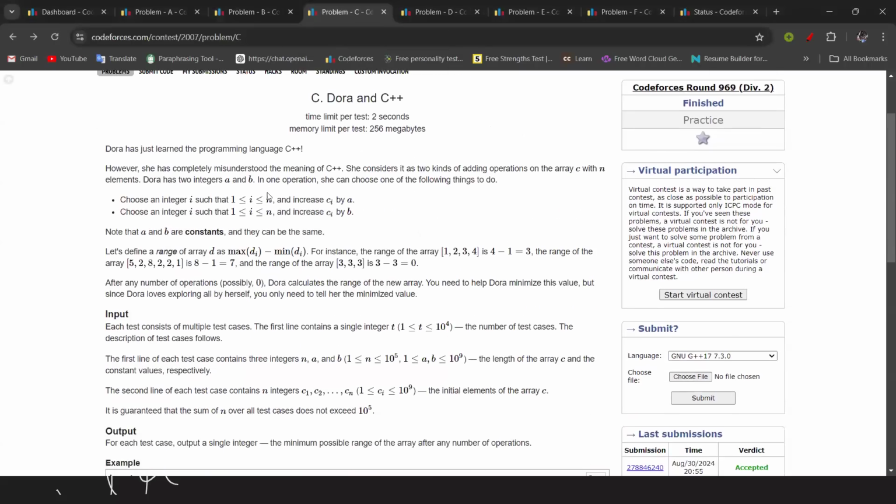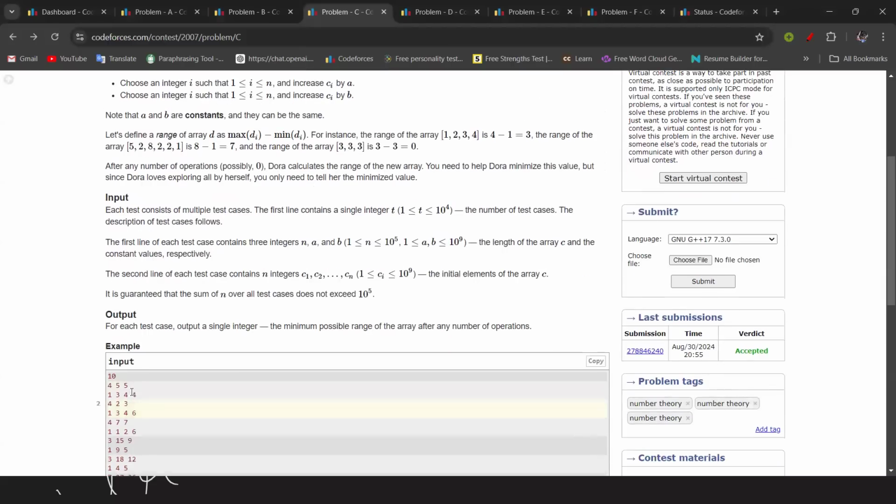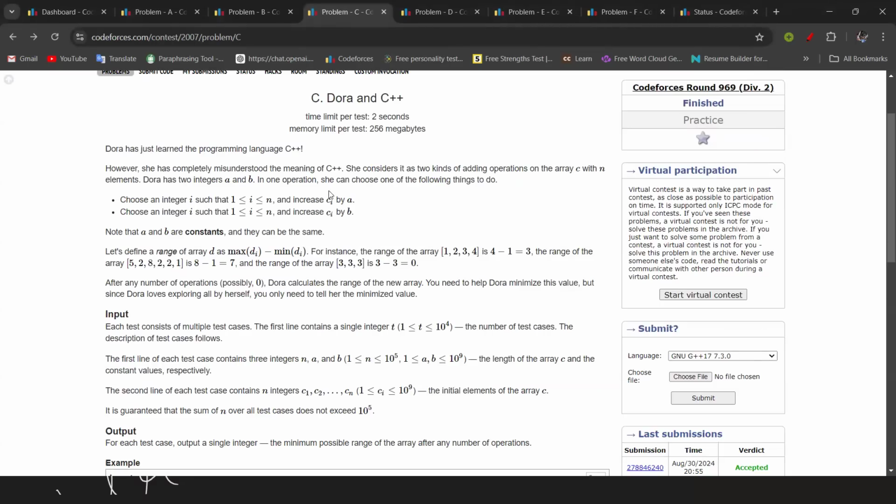So in problem C, Dora has just learned the programming language C++ and she understands it. What we are basically given is an array and two constants A and B. So A and B are two constants and there is an array C. Here again you can perform operations. In every operation, you can select an integer i and increase Ci by A or increase Ci by B. So you can select any element of the array and increase that element by A or by B.